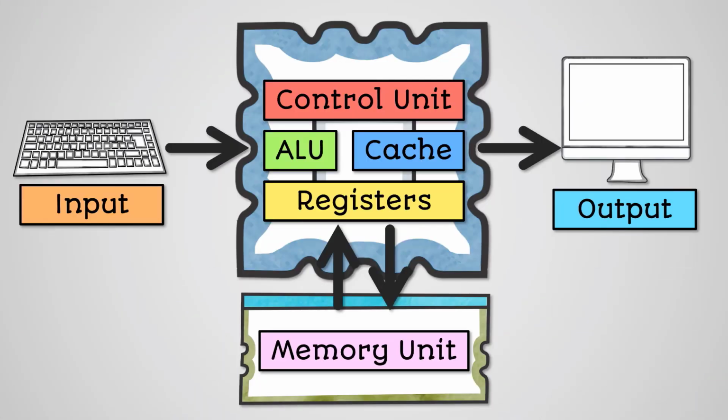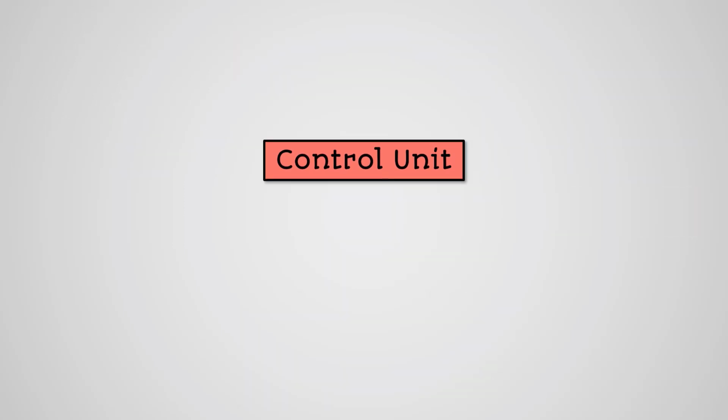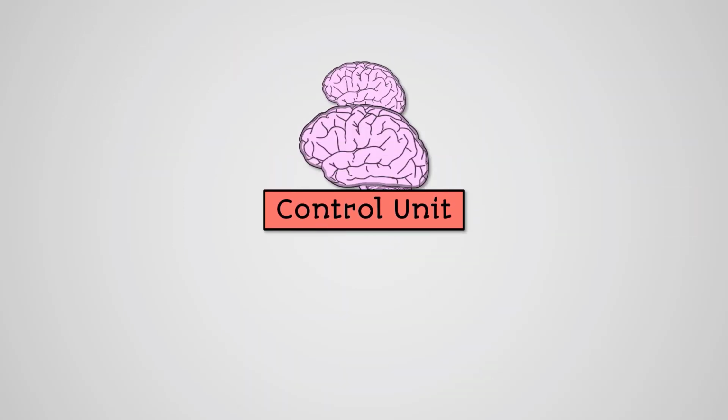Last lesson, we learnt that a key part of the von Neumann architecture is the fact that the CPU is broken down into distinct areas, each with its own role and responsibility. These distinct areas, or components, include the control unit, arithmetic logic unit, cache memory, and registers. The control unit is a brain within a brain.